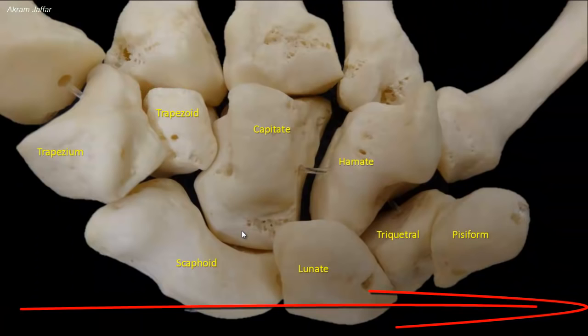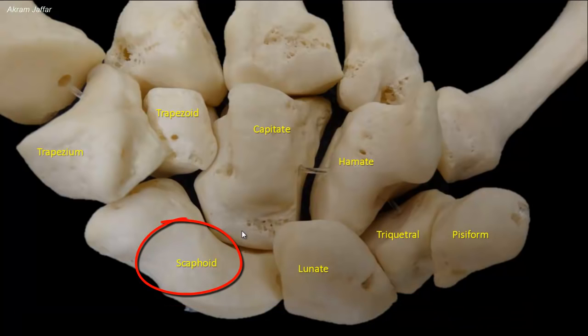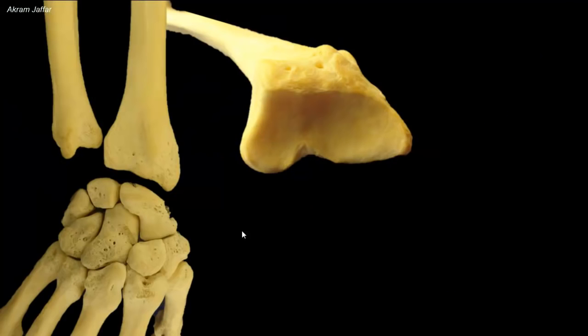From lateral to medial, the 4 carpal bones of the proximal row are the scaphoid, lunate, triquetral or triquetrum, and pisiform. The scaphoid means boat, and it is called so since it is boat-shaped. The scaphoid articulates with the distal end of the radius. It forms part of the wrist joint.